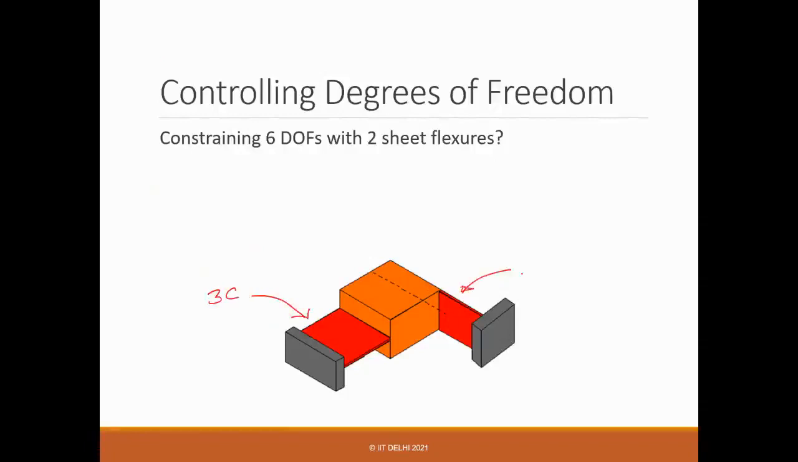So another 3 constraints. So total 6, right? If it's an exact constraint design, or if we want to constrain it kinematically and we put 6 constraints, then we may be able to constrain it completely, right? So the question is whether it's possible with the two leaf springs or two sheet flexures. I'd like to hear from you.